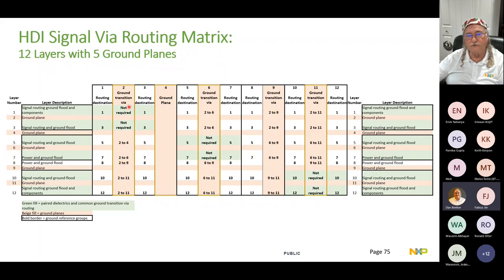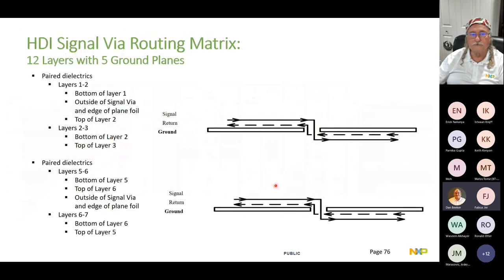But again, this is the same thing. This chart will let you know, if I want to go from the dielectric between 1 and 2, what does it take to get to the other layers? I need to have ground transition vias between 2 and 4 to get to 5 or 7. Because 5 is referenced only to 6, in this case, if I want to get down to 7 or 8, I've got to put ground transition vias again to do this work.